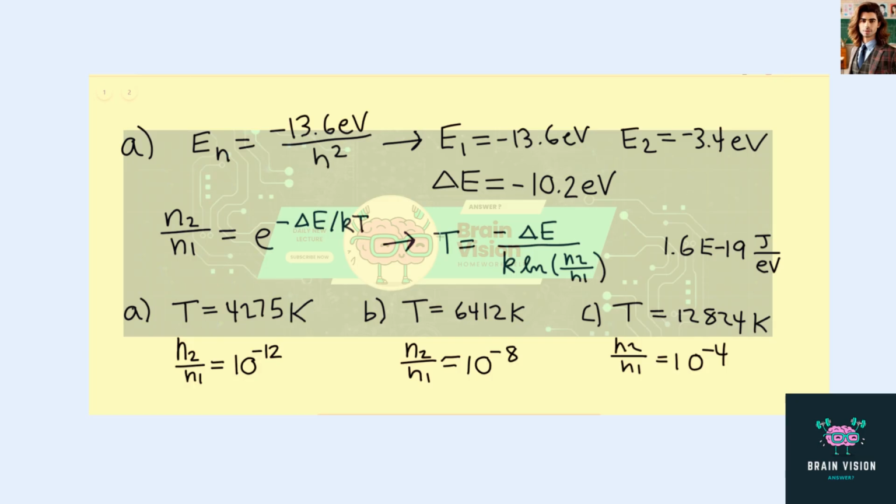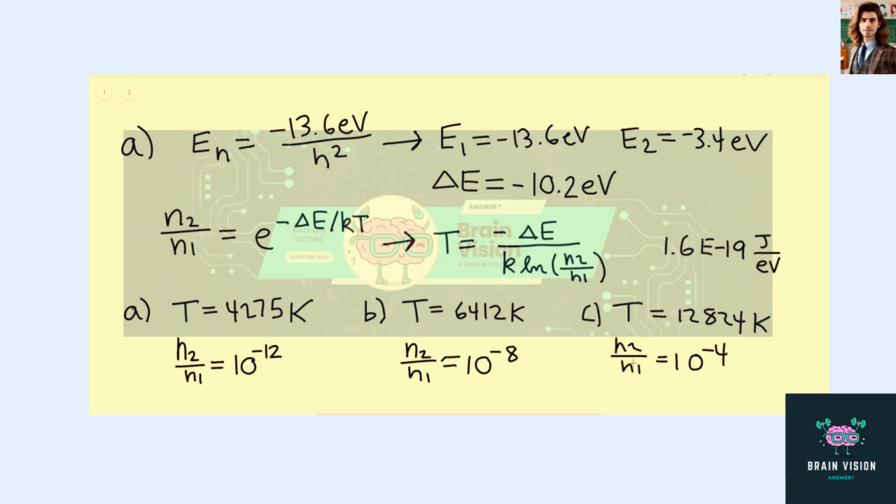Let's discuss these results. Clearly, as the occupancy ratio increases, temperature also increases. So we can say that for very hot stellar atmospheres with much higher temperatures, there are many more atoms in the first excited state above the ground state.